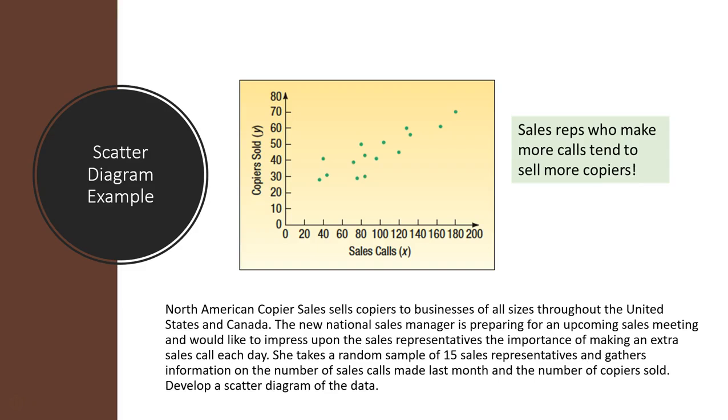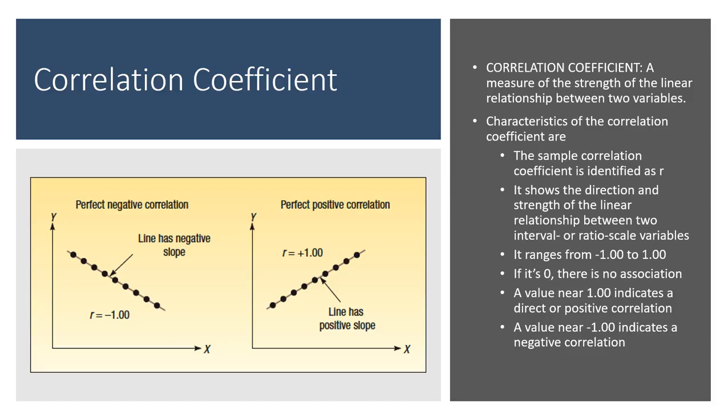And then looking at this graph, it would be perfectly reasonable for the manager to tell the salespeople that the more sales calls they made, the more copiers they can expect to sell. Now, note that while there does seem to be a positive correlation between our two variables, all of the points do not fall on the line. And so when we're looking at that, we start looking at the correlation coefficient, which is the measure of the strength of the linear relationship between our two variables.